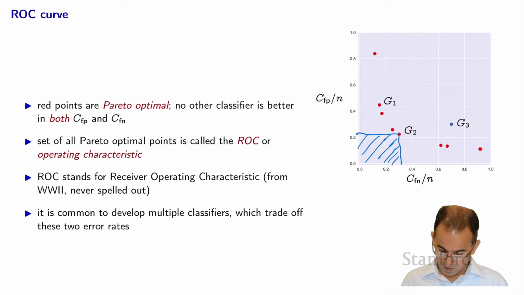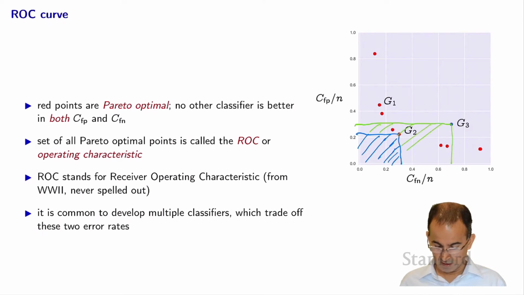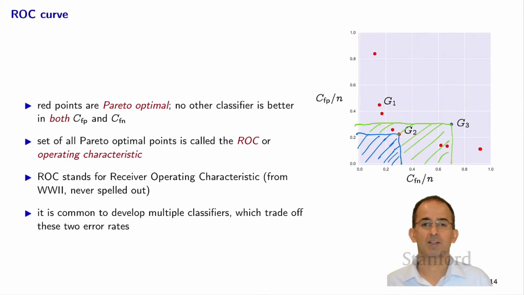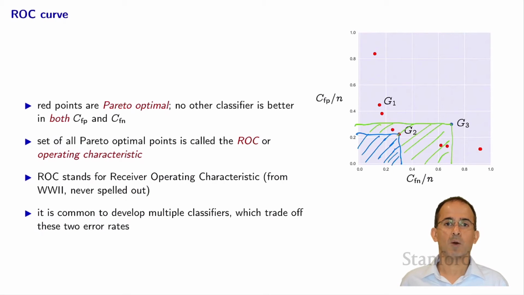Conversely, if I look at G3 and I look at the region consisting of better performance, well, there are classifiers in that region. So G3 is a bad classifier. Now, the good classifiers have a name. They're called Pareto optimal. They're good because no other classifier is better in both false positive and false negative rates. The Pareto optimal classifiers are these red points.